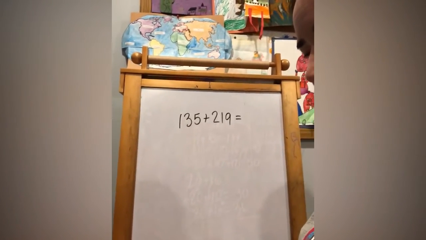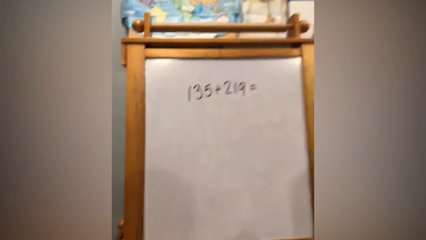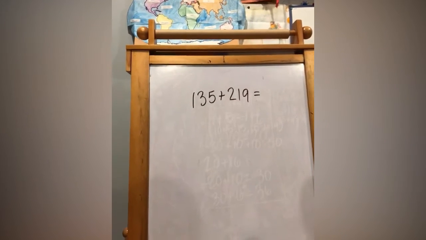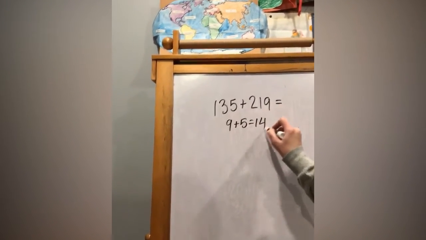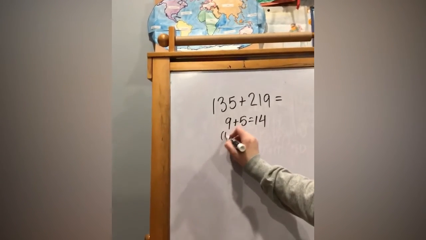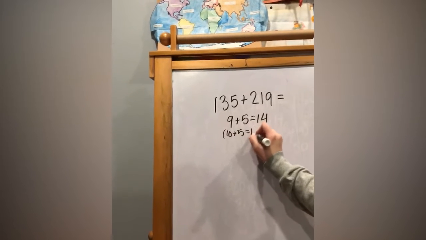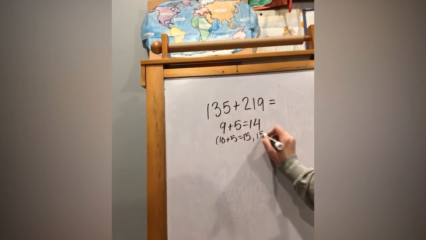Okay, so again, you can pause it now if you want to have some think time. Otherwise, we're going to have Patrick share his strategy because I think he's ready. He's got his thumb up. All right, Patrick, what did you do to solve this? So first I did 9 plus 5 is 14. How did you know? The reason I knew that 9 plus 5 is 14 was because 10 plus 5 is 15 and 9 is 1 below 10, so it's 15 minus 1 is 14.